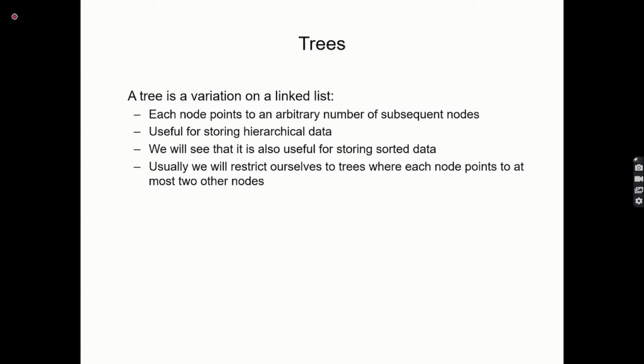A tree is a variation on a linked list. Each node points to an arbitrary number of subsequent nodes, right? Useful for storing hierarchical data, definitely. Whenever you have such type of information where level-wise they are the same, that's the property of a tree. For a specific level, all the information is the same. Again, you go down, then another level will be created. Again, all the nodes on that level have the same property.